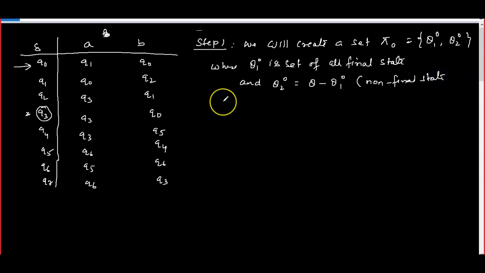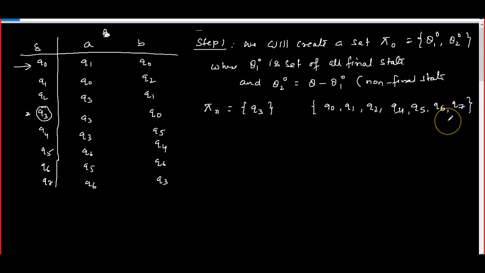So just do step 1. I can write pi naught is equal to the final state. Which one is the final state? Only Q3 is there, right? So this one you write as separate, and the non-final states will be separate, which is all the remaining: Q naught, Q1, Q2, then Q4, Q5, Q6 and Q7. This one. Okay.